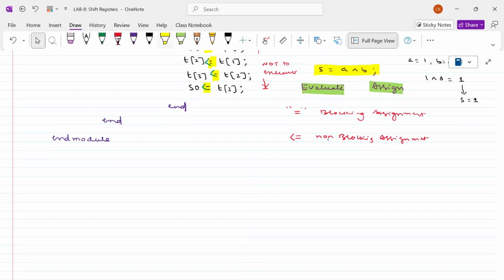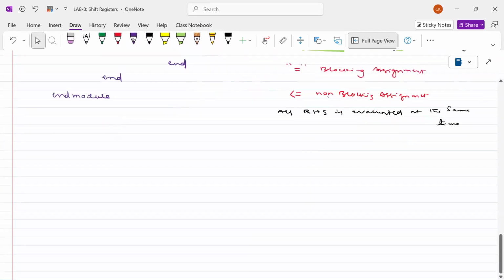All the RHS is evaluated at the same time. Okay, all the right hand side expressions are evaluated at the same time. So let me give you one simple example, something like this.